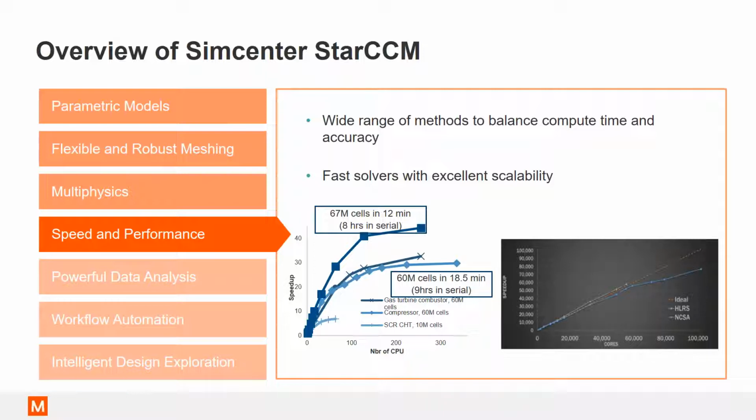Perfect. So now, in terms of speed and performance, as I mentioned, we have the scalability of STAR, which is up to hundreds and thousands of cores. But now, looking at the mesher, that is also parallelized. So here's an example of a graph showing the scalability of the meshing process in the gas turbine combustor.